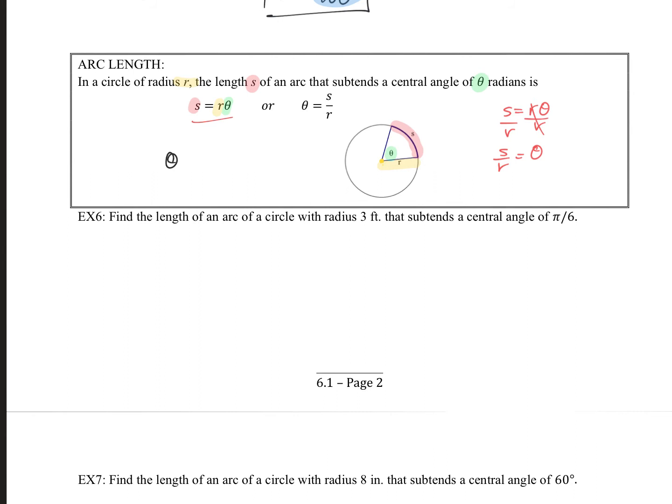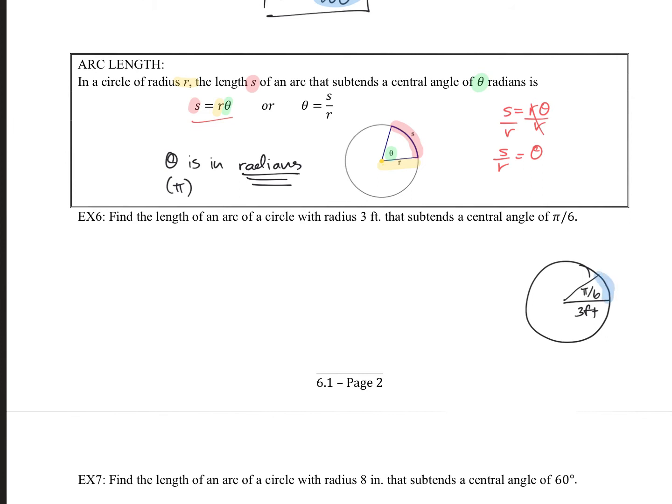One thing to note before we continue on. When we're given theta, theta is in, drumroll, radians. Theta is in radians, which means we're talking about the pi values here, not degrees. So in example 6, it says find the length of an arc of a circle. We have a circle with a radius of 3 feet, and it subtends a central angle of pi over 6. And what do we want to find? We want to find that length right here.